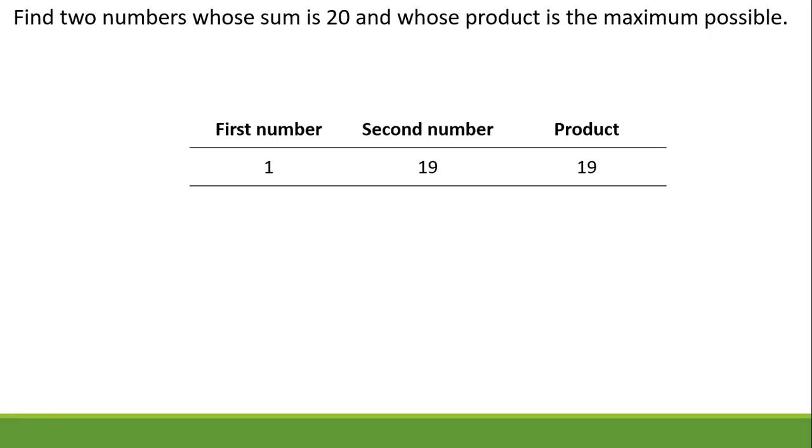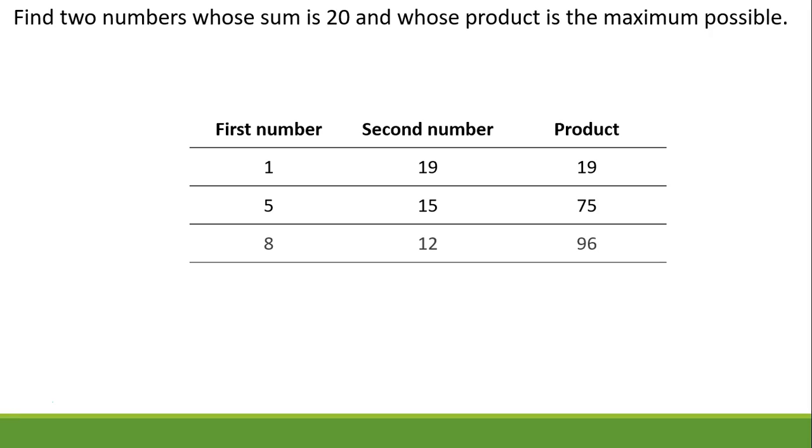Now that adds up to 20, and the product of 1 and 19 is 19. But is that product the biggest possible? Well, maybe we'd pick 5 and 15 for our two numbers. Those add up to 20, and look, we have a bigger product. That's 75. And we could keep doing this and keep looking for a bigger product. 8 and 12 gives us a product of 96.